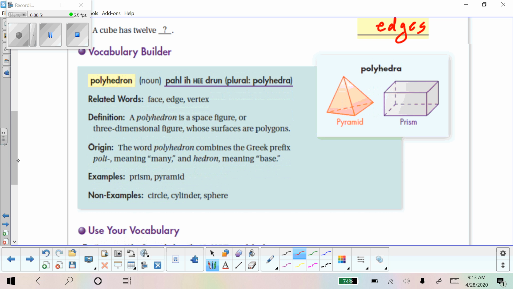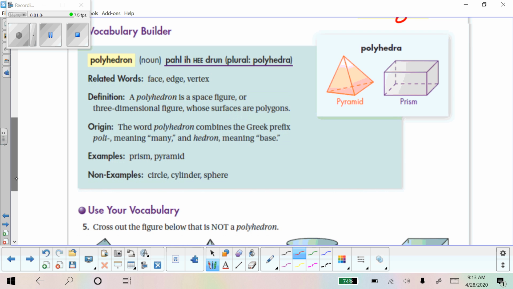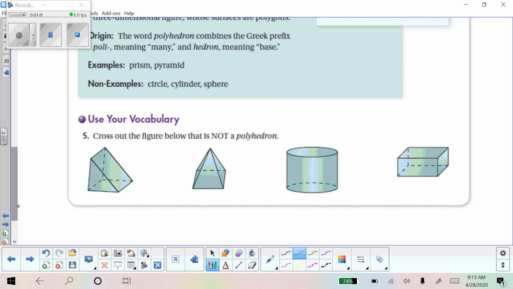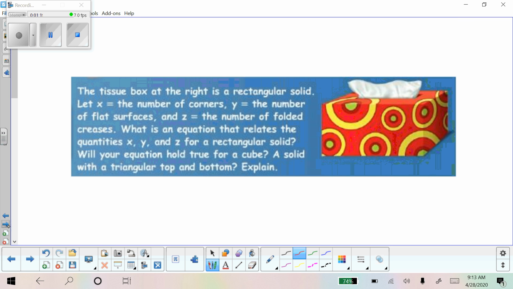So we're going to be talking about three-dimensional shapes, specifically polyhedra in 11.1. So cross out the figure below that is not a polyhedron. That would be this one. Okay, so go ahead and figure out what X is, what Y is, and what Z is for this rectangular prism. And we're going to try and see if there's a relationship between the three.